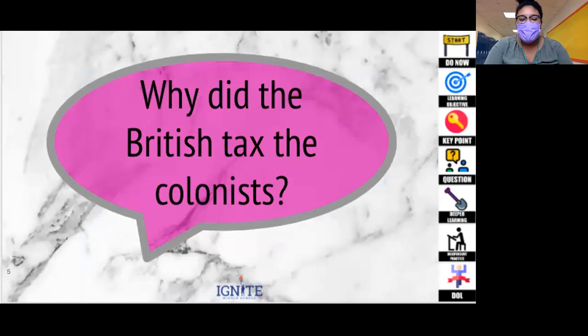The first reason the British taxed the colonists was to recover money they spent in the French and Indian War. The British spent a lot of time and money and resources defending the colonies in the French and Indian War. So when that war ended, they needed money, so they taxed the colonists to make that money. Eventually, the British passed the Intolerable Acts to punish the colonists after the Boston Tea Party. So that is why the British are taxing the colonists.